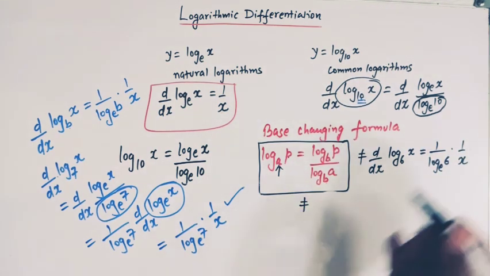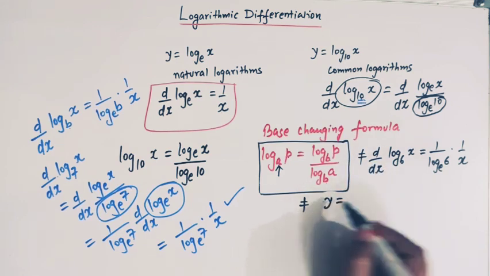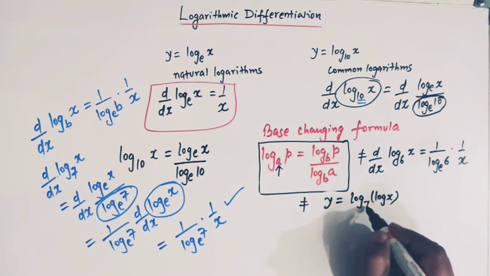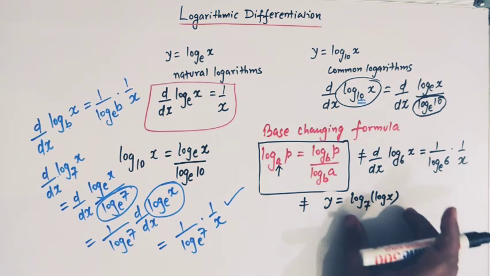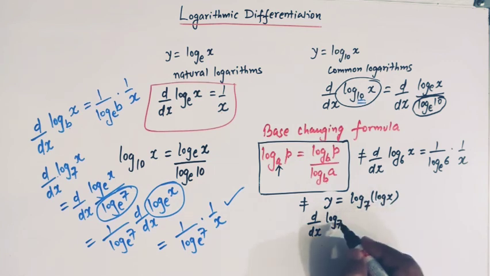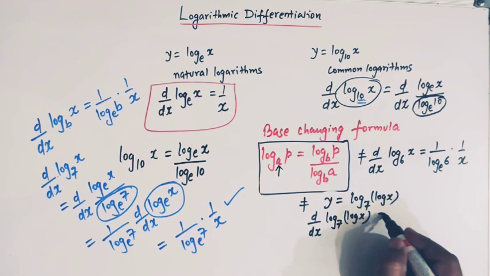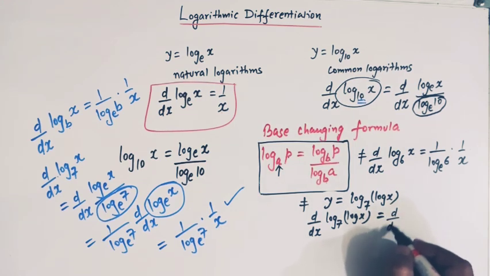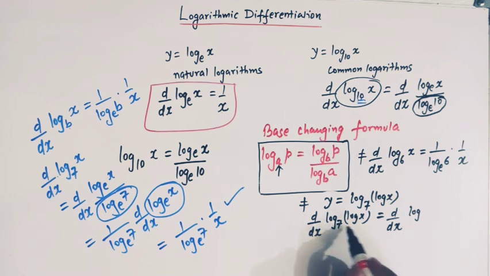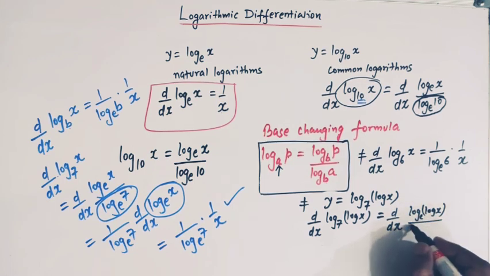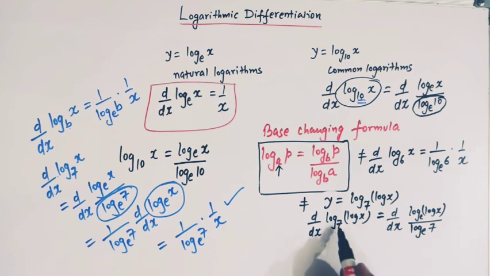Now let us find the derivative of this function y, and it is given by log of log x to the base 7. So here we'll write d over dx of log 7 of log x, and applying this base changing formula, we change this base 7 to the base e, so we can write log of log x to the base e divided by log of 7 to the base e.